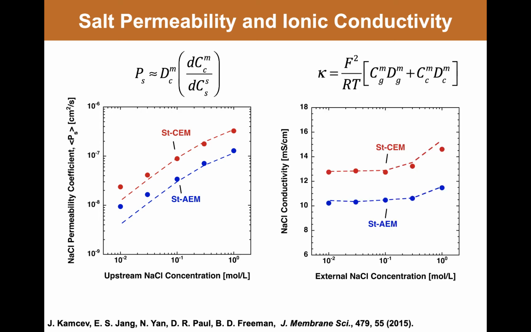For ionic conductivity on the same materials, the same Nernst-Planck framework with the same value of the transport coefficients can be used to model ionic permeability, ionic conductivity, so electrically driven transport. In this case, we do have one adjustable parameter, that alpha parameter that's entering the diffusion coefficient of the counterions. So there's one adjustable parameter that can be used to describe both salt permeability as well as ionic conductivity.